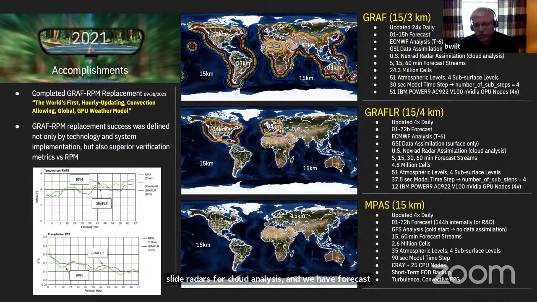This mesh here is about 24 million cells, so it takes about 51 nodes to process this in time within about a 45 to 50-minute time period.